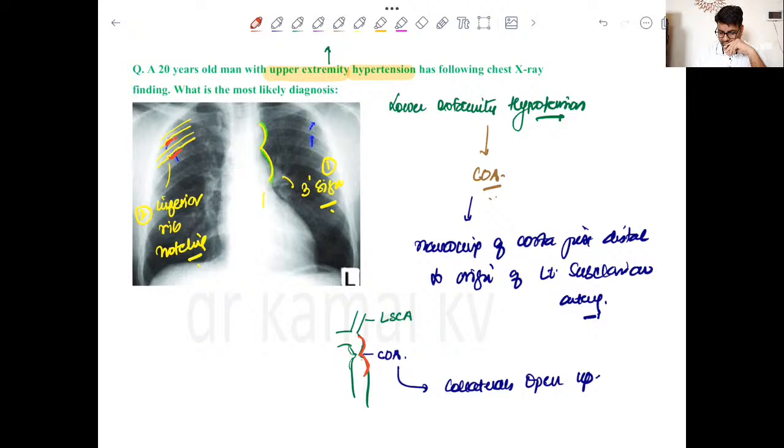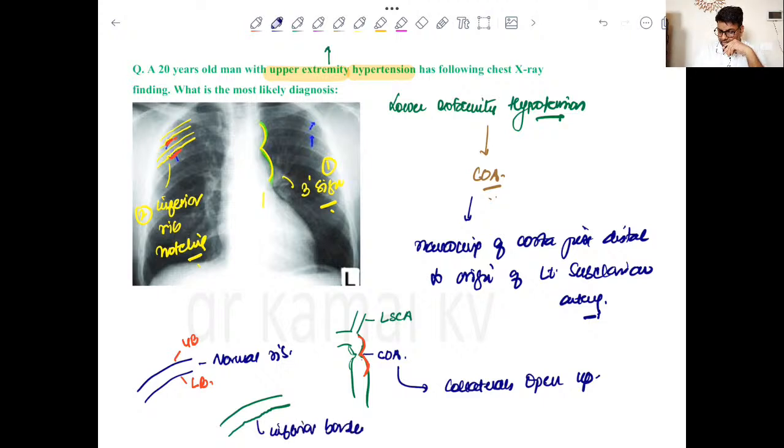So again, suppose this is the normal rib, right? This is the upper border and this is the lower border. Now what you will see in a case of coarctation of aorta, the upper border is perfect, right? But in the lower border, you will see slight notching, right? So this is the inferior border rib notching.